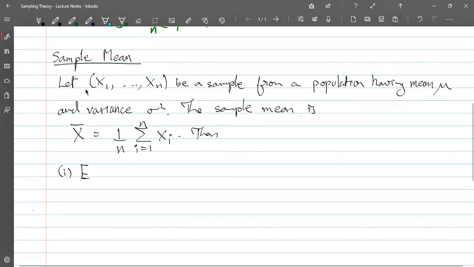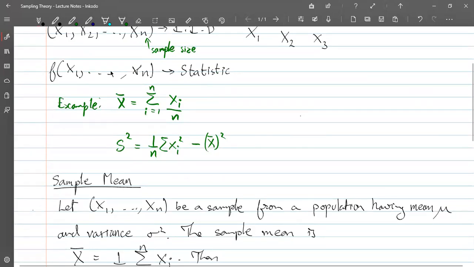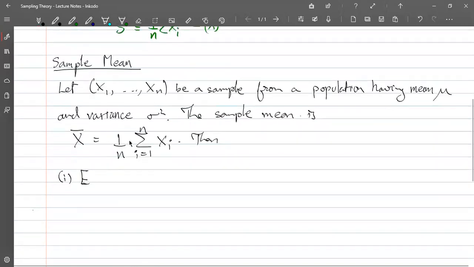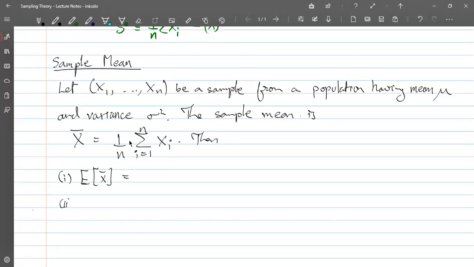So if each xi is a random variable, summation of all the xi's is also a random variable, and therefore that divided by n is also a random variable. So x bar, in other words, is itself a random variable defined in terms of this. So this statistic that we define, in this case this one, is actually a random variable. Whatever statistic we define is a random variable, and therefore it has an expectation and variance. So what will be the expectation of x bar, and what will be the variance of x bar? Can we find these?